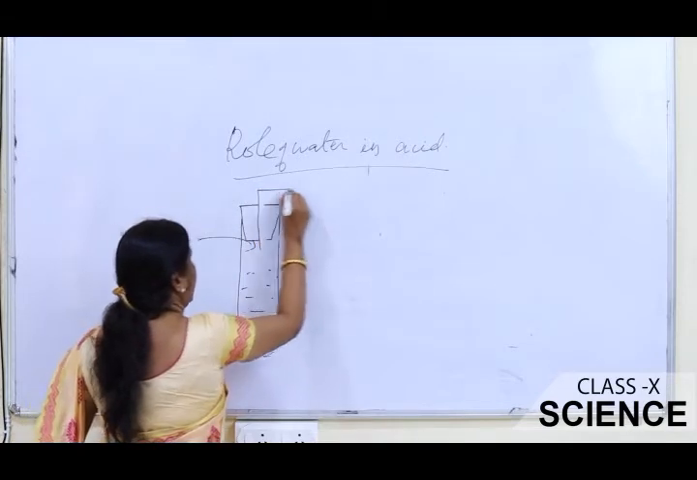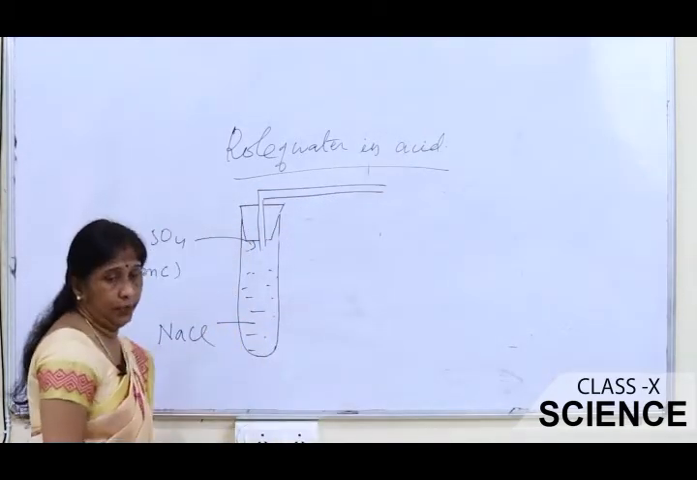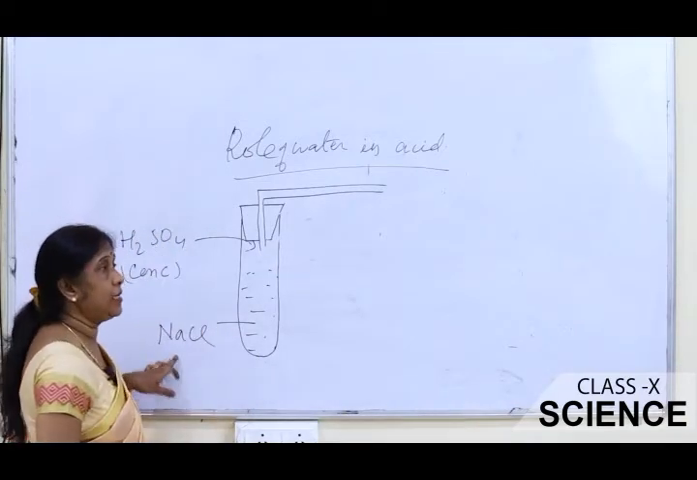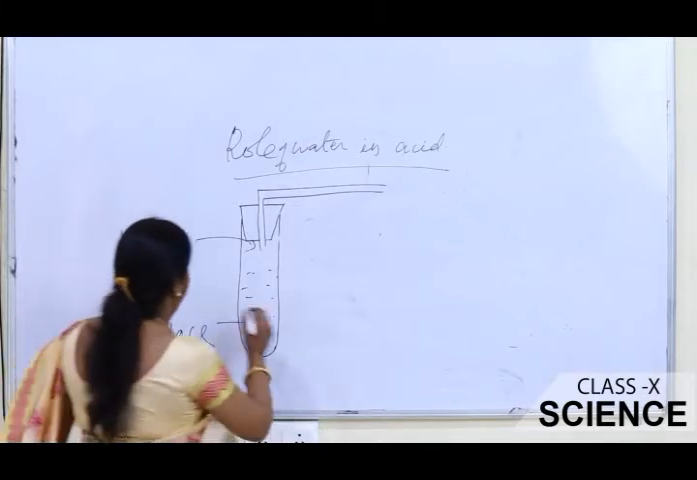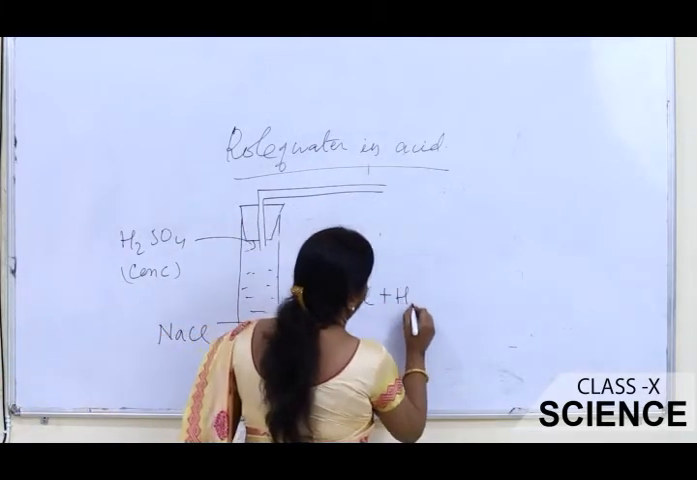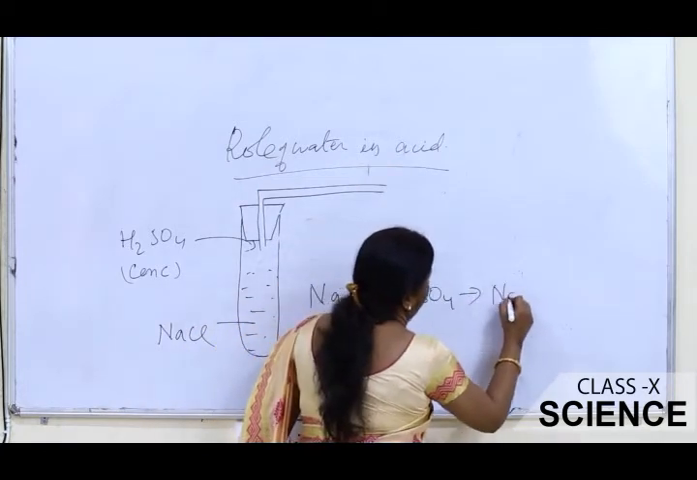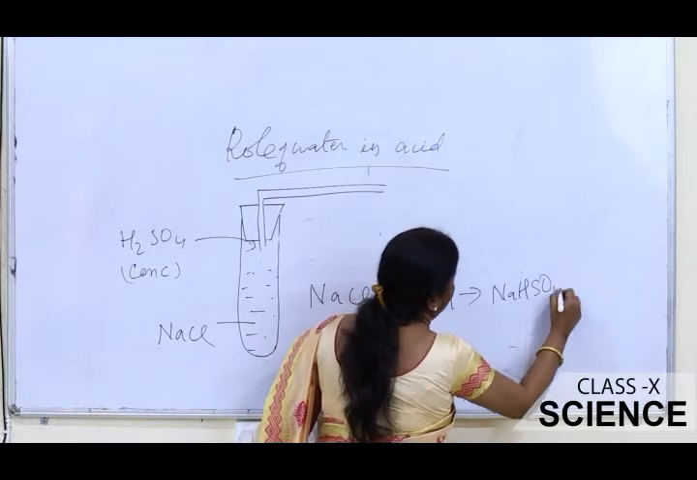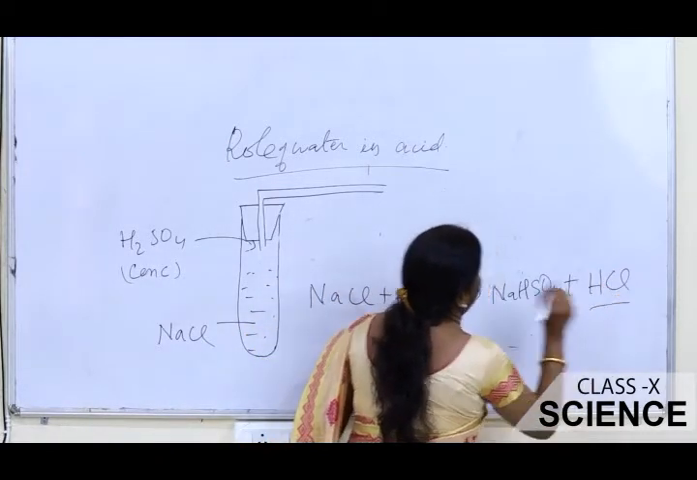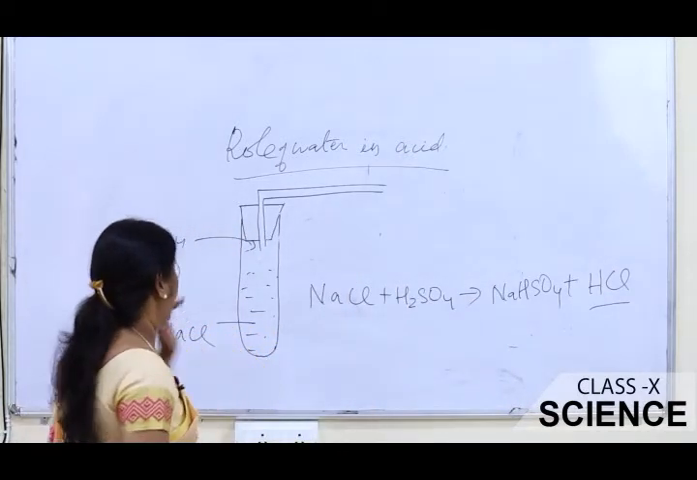Then I will attach a delivery tube here. Now the chemical reaction between H2SO4 and NaCl will take place. It is a type of double displacement reaction. NaCl will react with concentrated H2SO4, and what is the product formed? NaHSO4, sodium hydrogen sulfate, and HCl gas, and HCl gas will be liberated out.